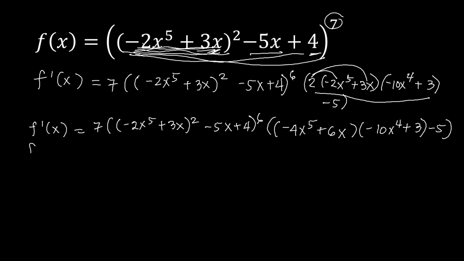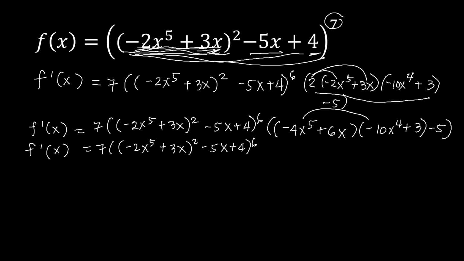Simplifying that one further, we have now equal to a 7 times, let me copy this, okay, this time we are going to distribute this one here to the other binomial. So we have negative 4 times negative 10. That will be positive 40 x to the power of 5 times x to the power of 4. We simply add up their exponents, and that's 9.